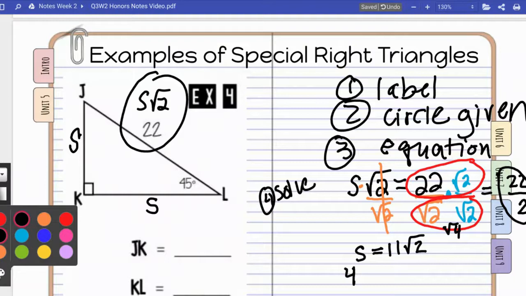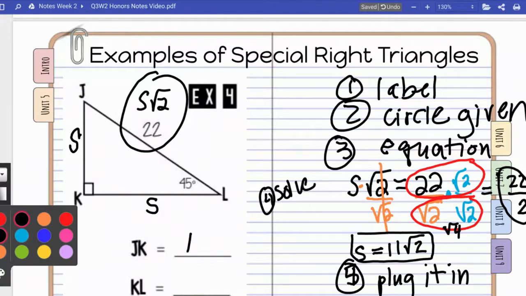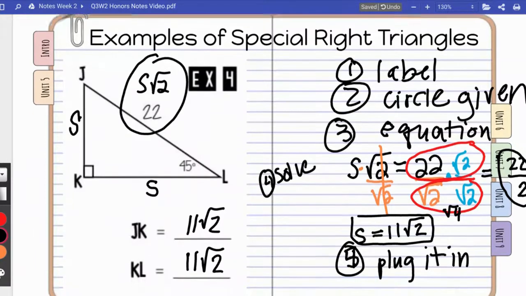What's step 5? Plug it in. So when I go look at J to K is S, and we found out that S is just 11 square roots of 2. And we found out that KL is S, and S is just 11 square roots of 2. Now, some of you can pick up on the pattern, and I know we've been doing a lot of these in our homeworks. So if you know the pattern and you don't have to set up all the equations, then you're good to go for most of them.